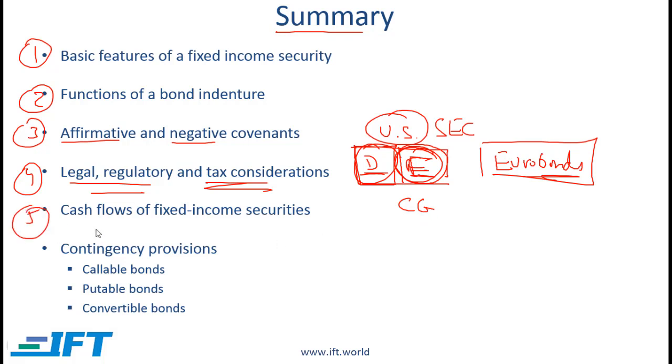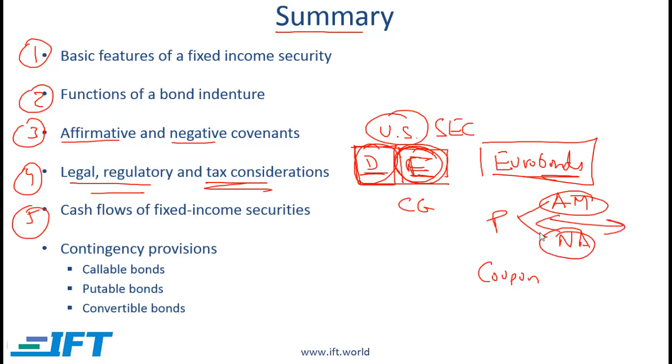You need to understand the cash flows of fixed income securities. Here we need to understand the cash flow related to the principal and the cash flow related to the coupon payments. At a high level, the cash flow related to the principal can be amortizing or non-amortizing. With an amortizing bond, the principal amount is paid over the life of the bond. With non-amortizing, the interest is paid during the life of the bond, but the principal amount is paid at the end. And then we have an intermediate category called partially amortizing bonds.